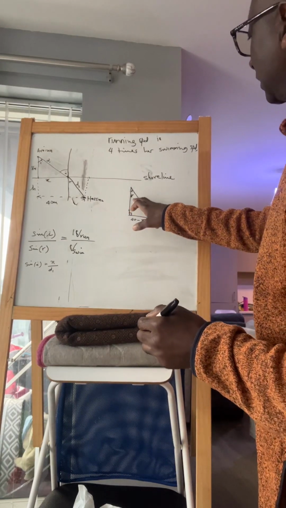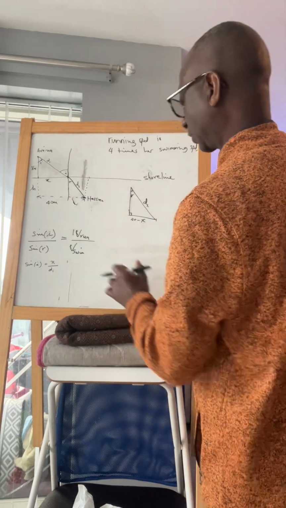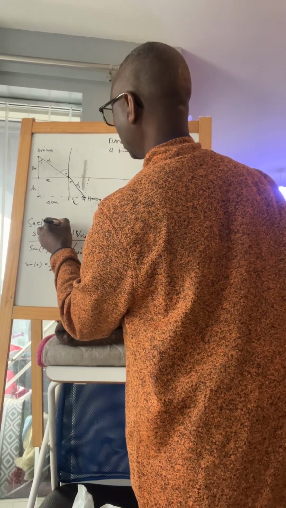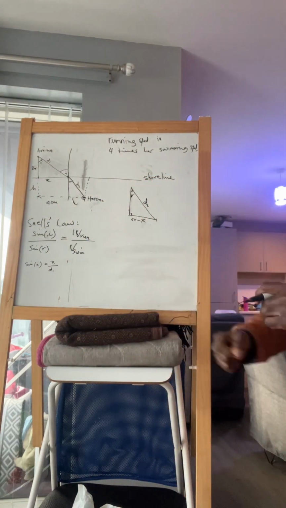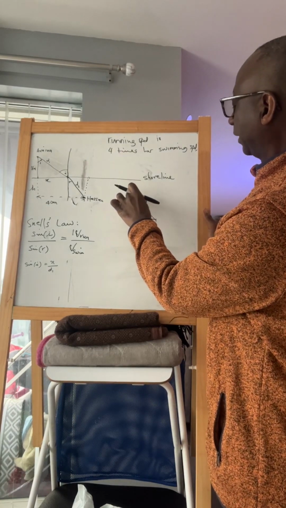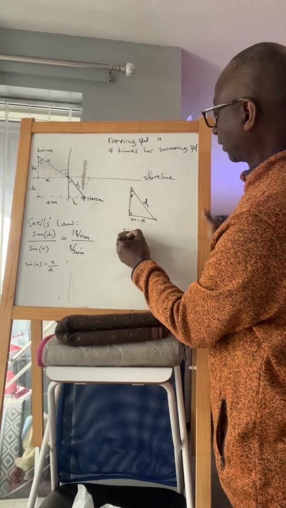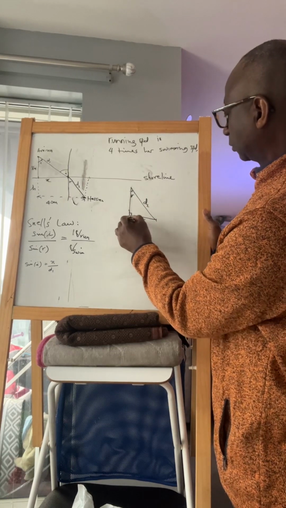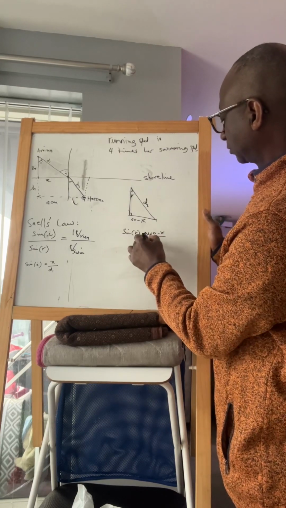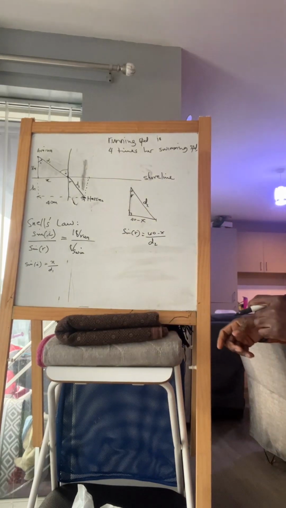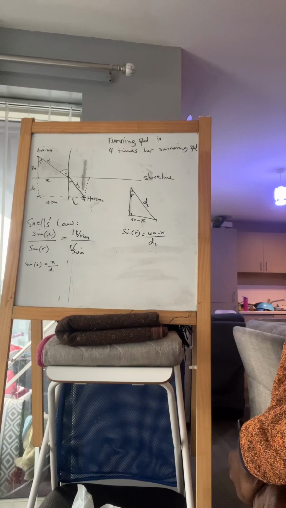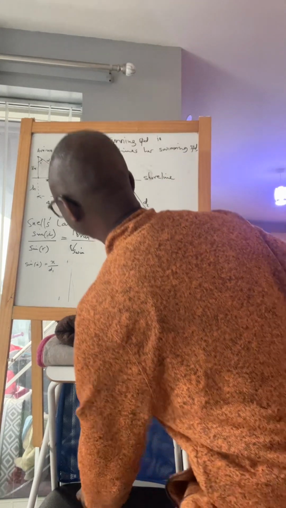Now, let's find the sine in order for us to apply Snell's law, S-N-E-L-L. That is Snell's law. The sine of this angle R is going to be opposite, which is 40 minus x, all over the hypotenuse, which is D2. Now we can apply Snell's law.